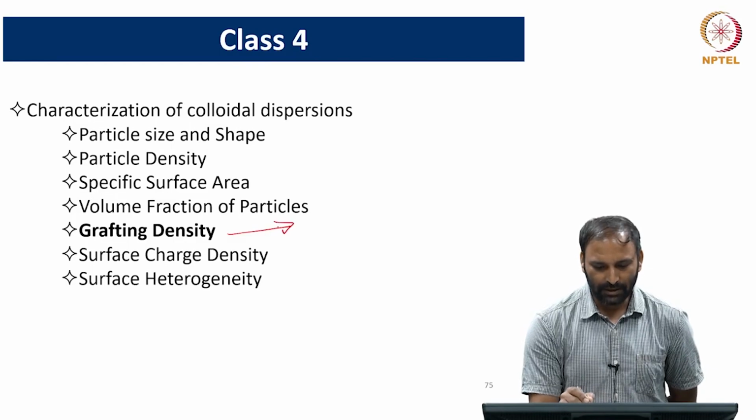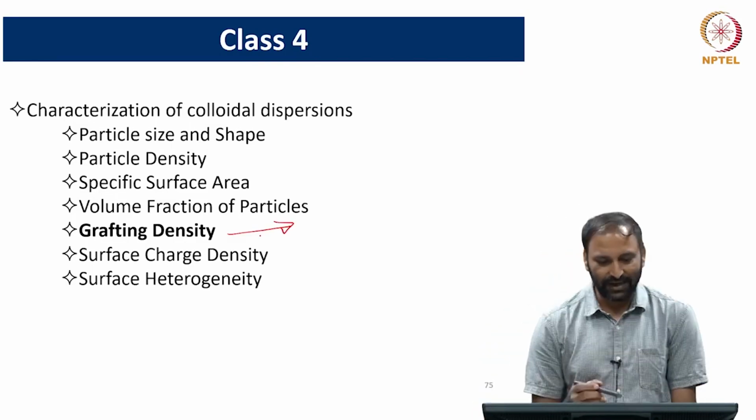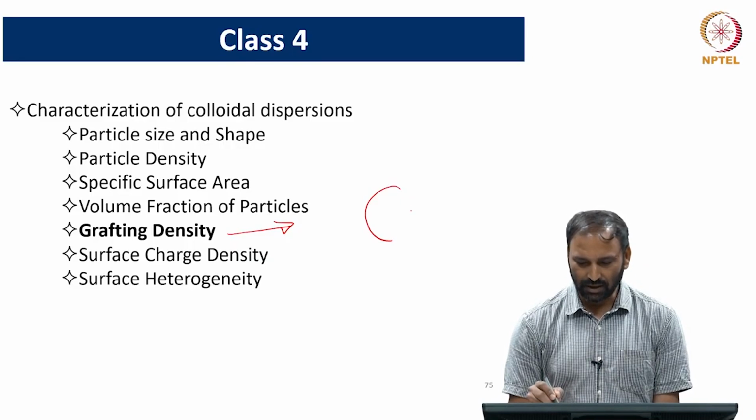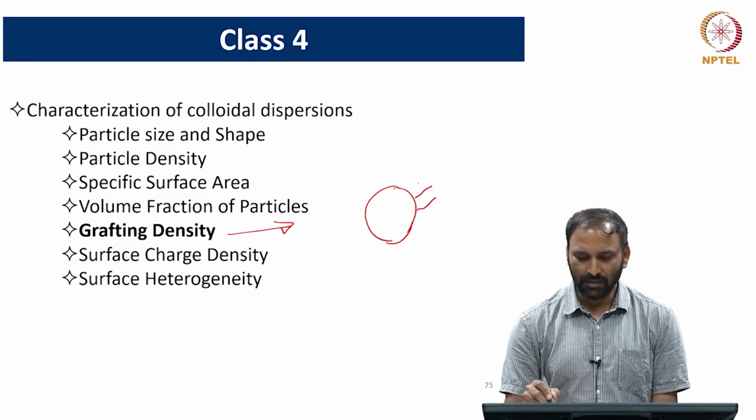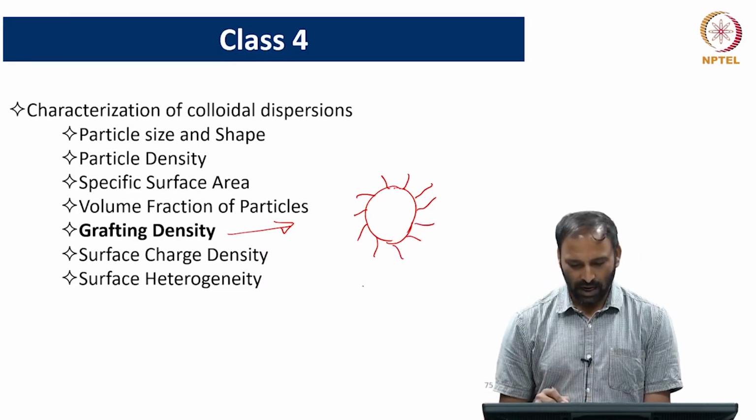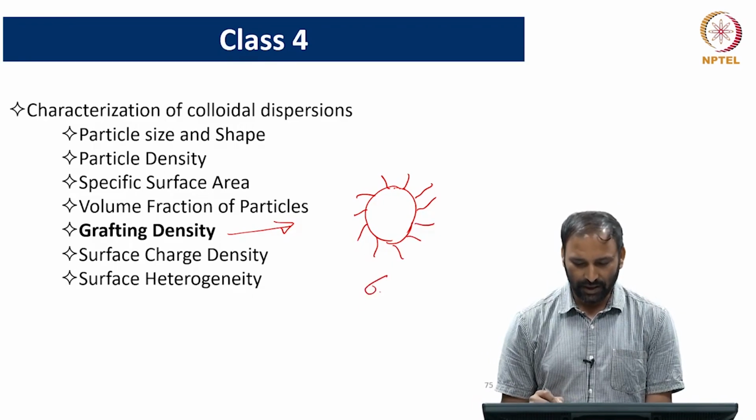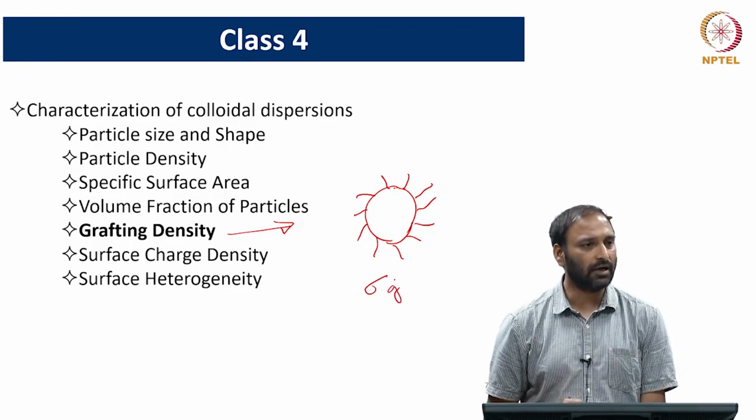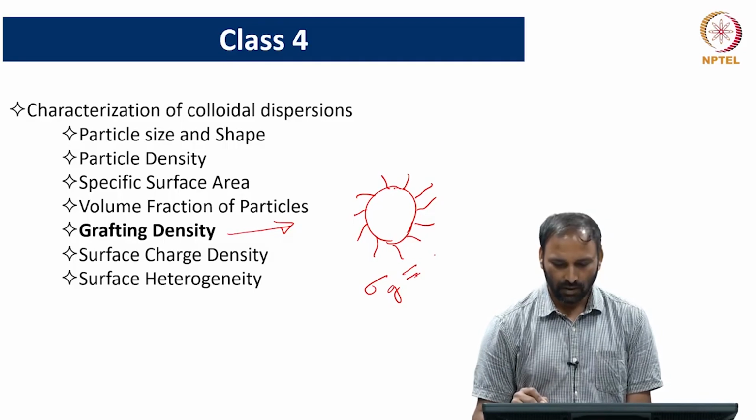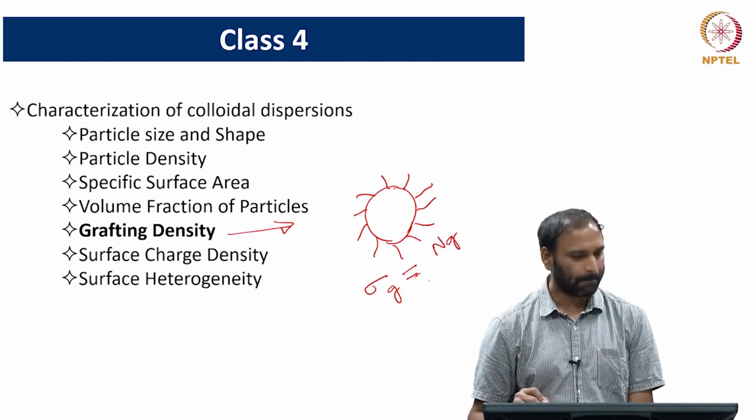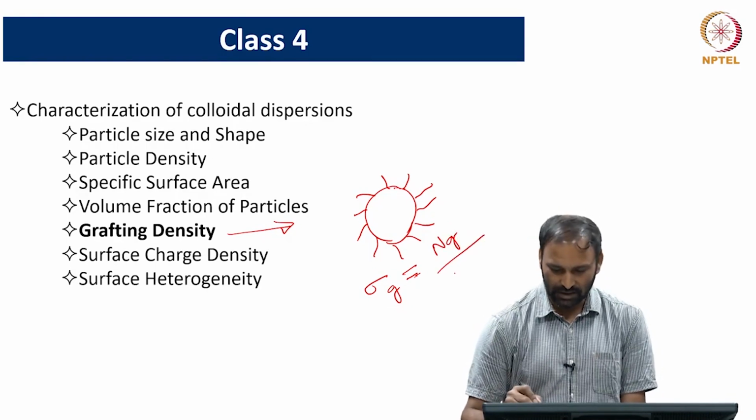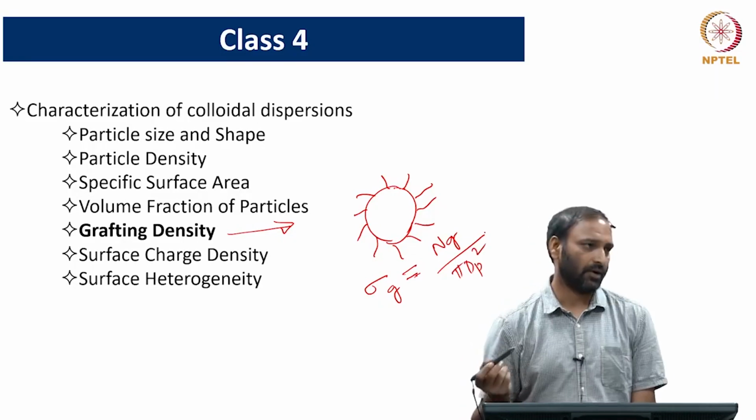We'll move on to the grafting density. We defined this parameter in the last class. It becomes important if you have particles with long chain molecules on the surface. The grafting density, which you can call sigma g, is defined as the number of grafted molecules per particle divided by the surface area. For a spherical particle, that is pi dp square.